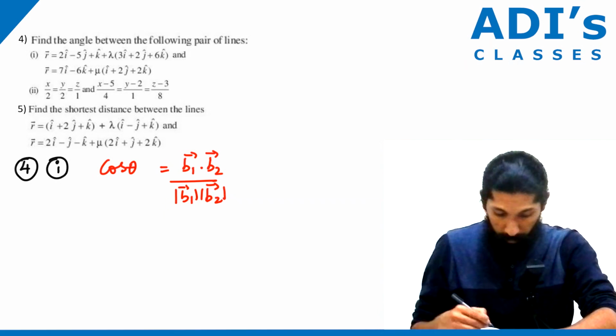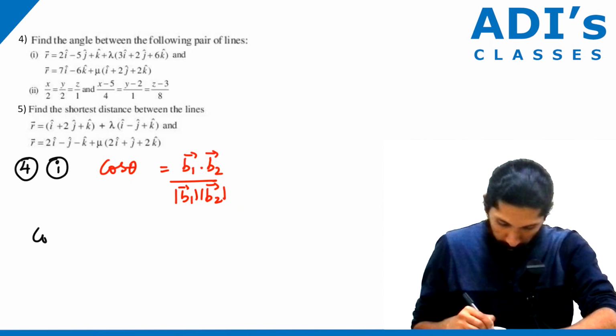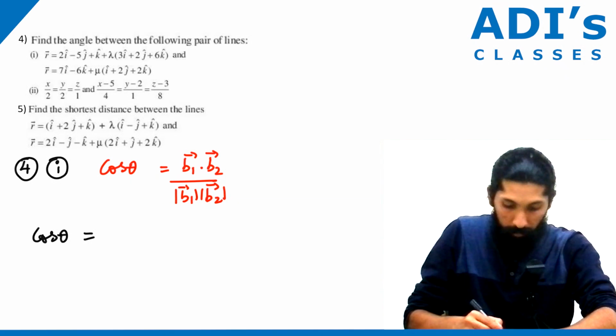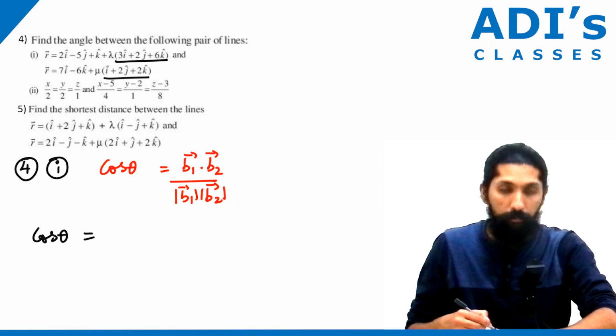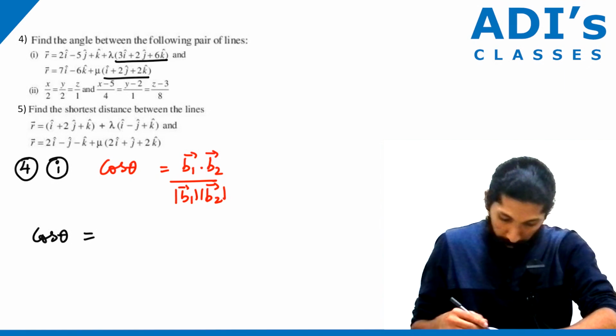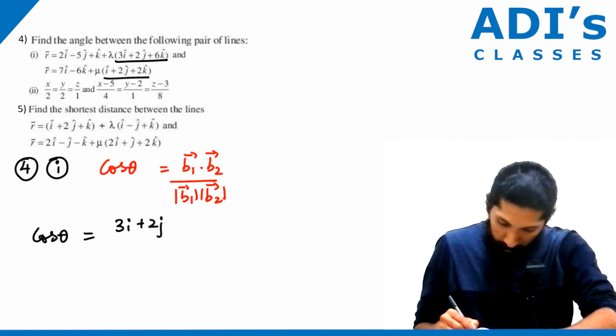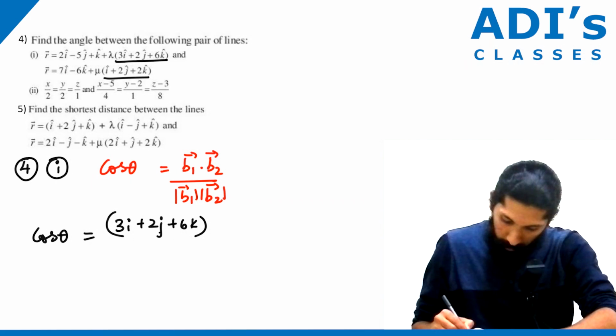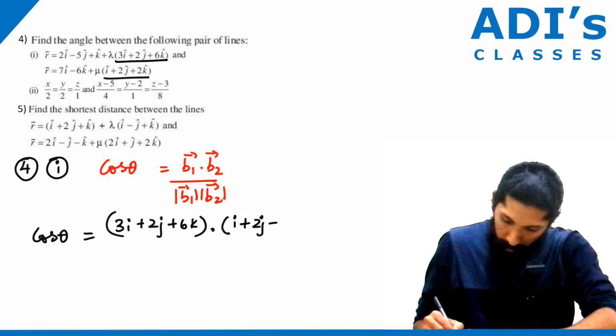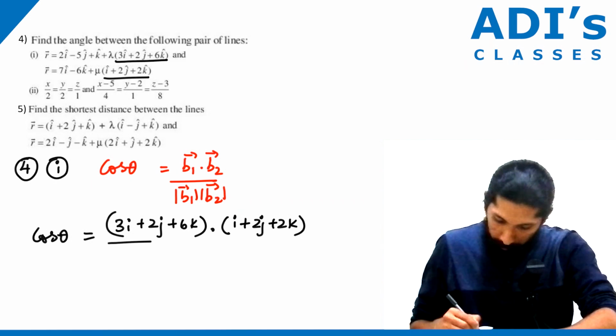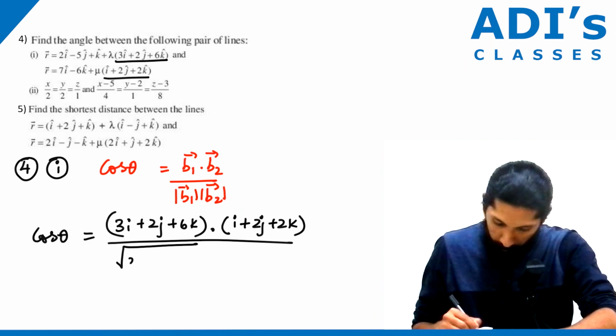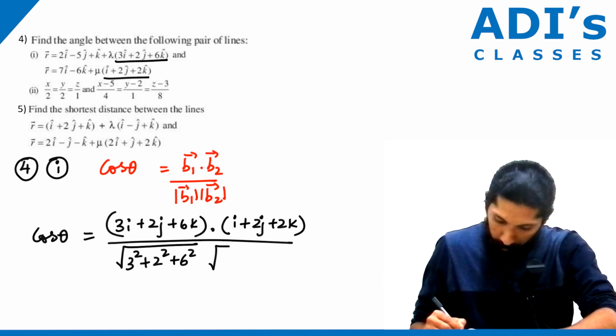So, in this case, what are we going to do? Cos theta is equal to, now this is b1, this is b2. Correct? We are going to have 3i plus 2j plus 6k dot i plus 2j plus 2k divided by root of 3 square plus 2 square plus 6 square into root of 1 square plus 2 square plus 2 square.